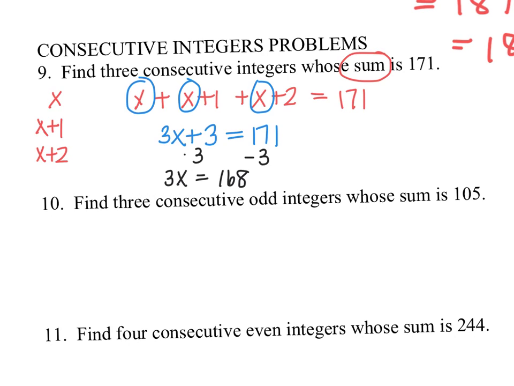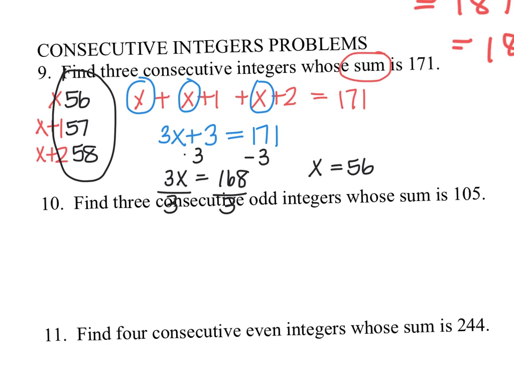Divide by 3 on both sides. x equals 56. So that means our starting number was 56. Our next number is 57. And our last number is 58. And if you were to add those 3 numbers up, you'd get to 171.